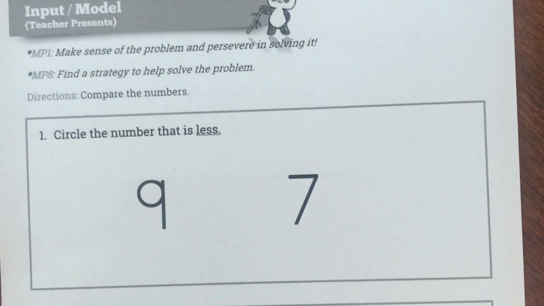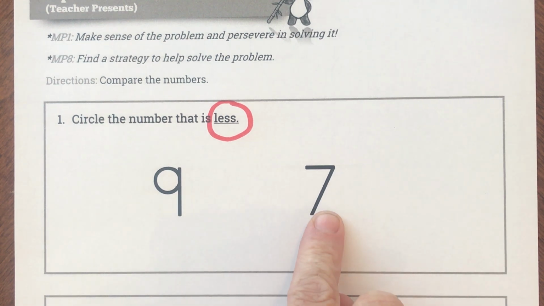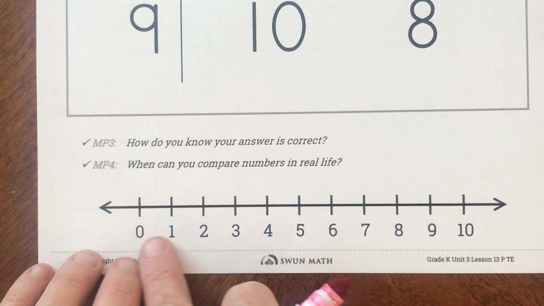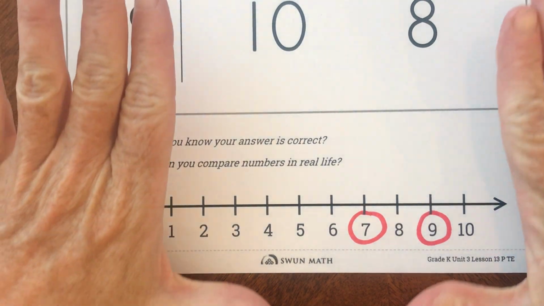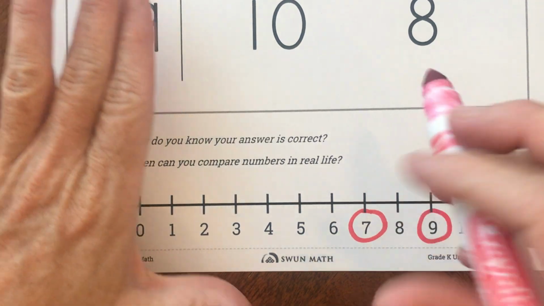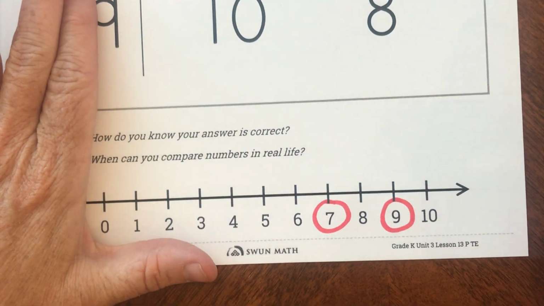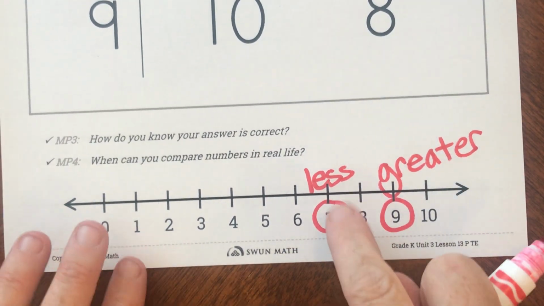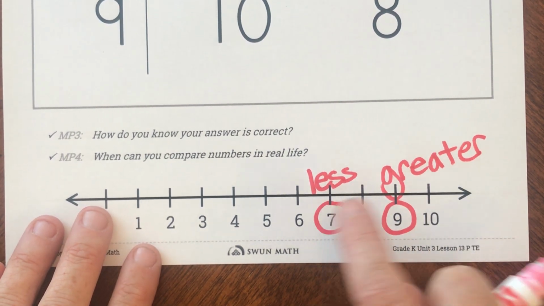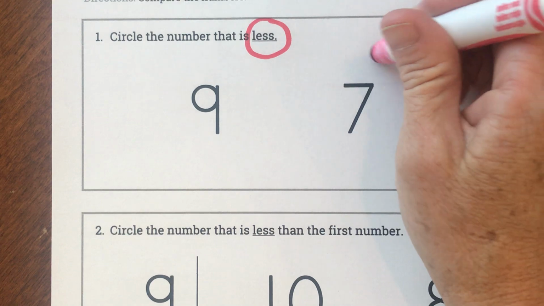Here's my first problem. And it says, circle the number that is less. Which one is less? And they gave me a 9 and a 7. I'm going to find those on my number line. They gave me a 9 and they gave me a 7. Okay, which one's less? If I put up my hands, this is my left hand. So which one's closer to my left hand? Which one's on the left side of the number line? This one. So this is my less, and this one is my greater. So 7 is less than 9, and 9 is greater than 7. But what is my question asking? They want to know which one's less. So which one should we circle? We should circle the 7.